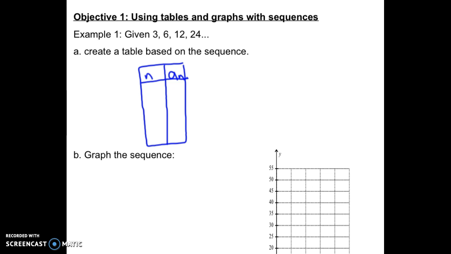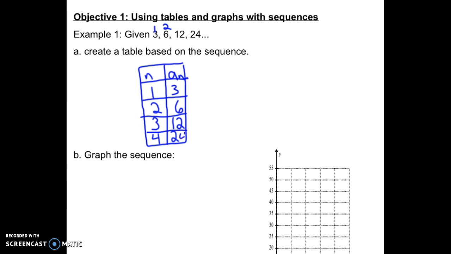There's 1, 2, 3, 4 numbers, so I'm going to draw 4 boxes. 1, 2, 3, 4. So my first term, position 1 is 3. Position 2 is 6. Hopefully you're seeing this. All I'm doing is the first number listed is 3. The second number listed is 6. So the number in position 2 is 6. The third number listed is 12.